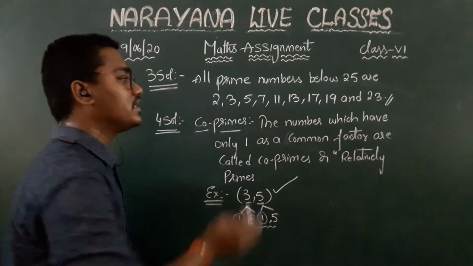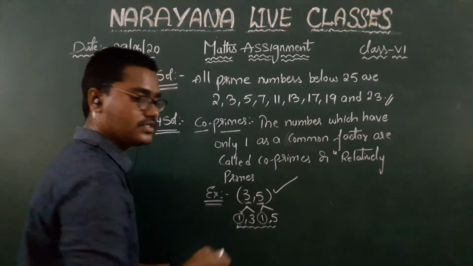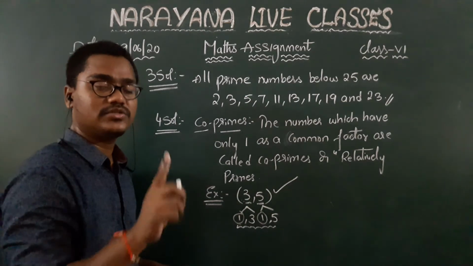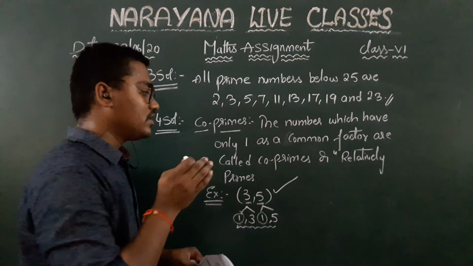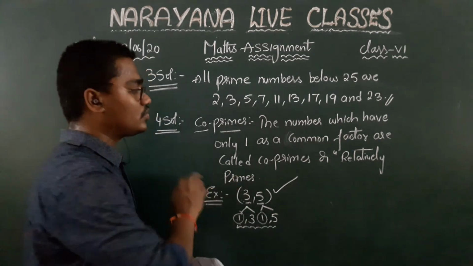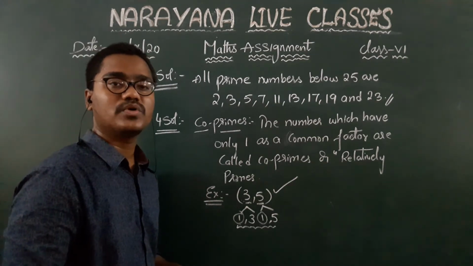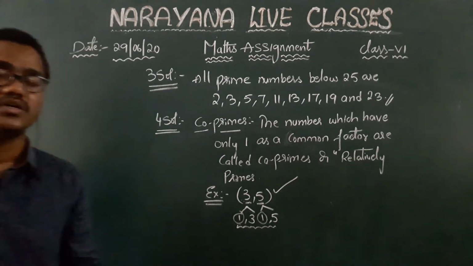The only thing is, the two numbers should have only 1 as a common factor. If 1 is a common factor, only 1 should be the common factor, children. Other than 1, no common factor should reside there. So if 1 is the only common factor, we can say those two numbers are called co-primes, or relatively prime. Yes, I hope it is clear to everyone, children.